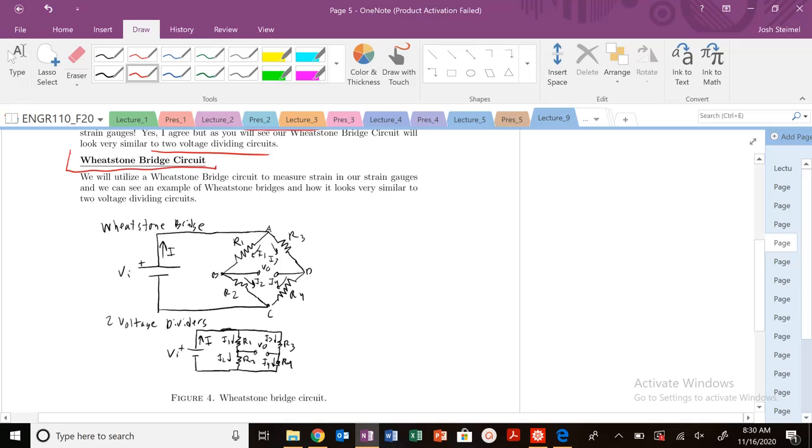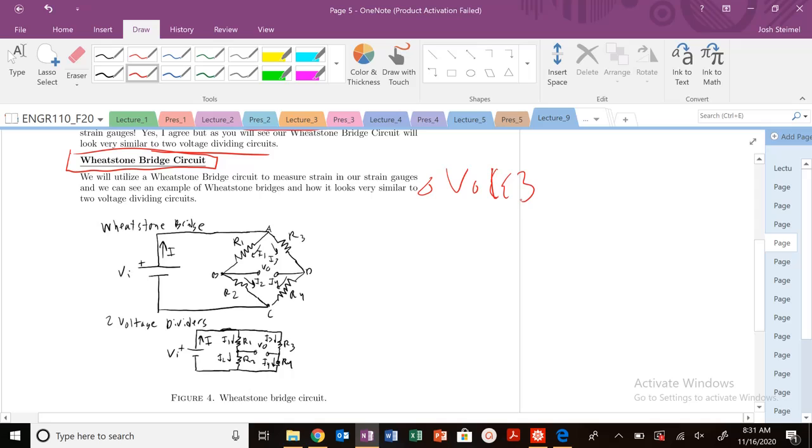Today we're going to look into Wheatstone bridge circuits and how we're going to write the expression for output voltage, and calculate how our output voltage, or the change in that output voltage, is going to be a function of the strain that I apply on the material.